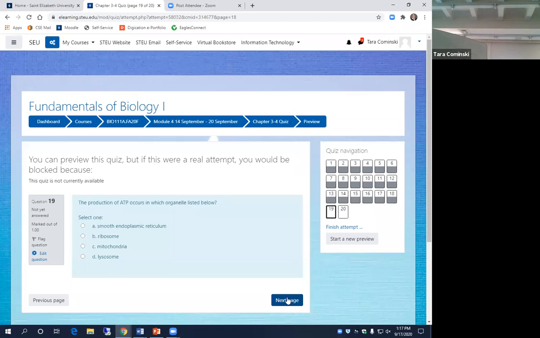Okay, where does production of ATP occur? Mitochondria, right? We say the mitochondria are the powerhouses of the cell. That's where ATP will be produced. Right, so remember I told you guys you should just know the basic function of these organelles. That's what I mean by it, okay?